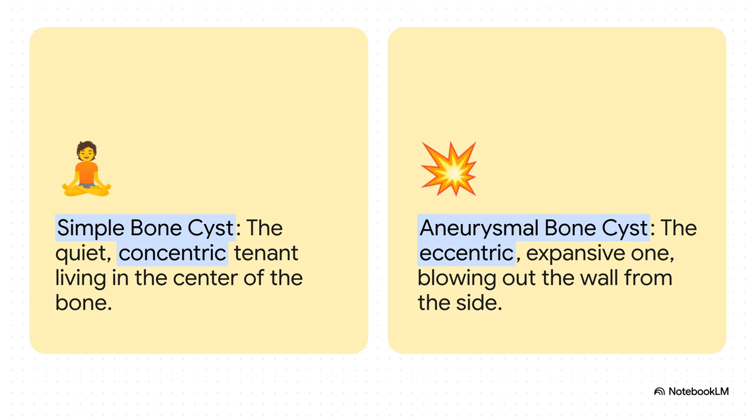So, to wrap up our entire investigation in one simple takeaway, here it is. The simple bone cyst is the quiet tenant, living neatly in the center of the bone. The aneurysmal bone cyst is the loud, eccentric neighbor blowing out the wall from the side. Two totally different stories, all told by the shadows on a single X-ray.